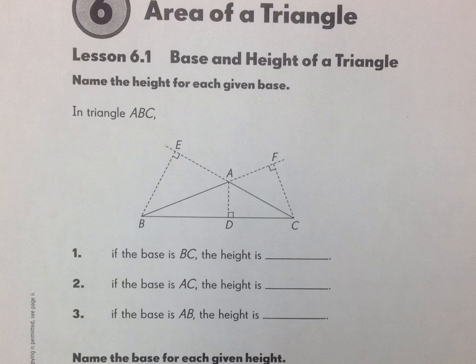We have triangle ABC right here, and it gives us the base and we need to find the height. So the base is BC, so I'm going to highlight the base, BC. I go to the opposite vertex. From this line, the opposite vertex would be A. And can I draw a perpendicular line? I sure can. Perpendicular line right there forms a right angle. So my base is BC, my height is AD.